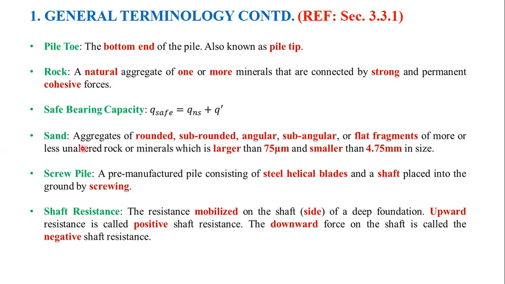Screw pile: a pre-manufactured pile consisting of steel helical blades and shaft placed into the ground by screwing. That means a screw pile contains steel helical blades. Shaft resistance: the resistance mobilized on the shaft side of a deep foundation. Upward resistance is called positive shaft resistance, and downward force on the shaft is called negative shaft resistance.